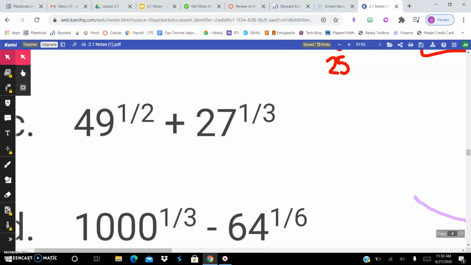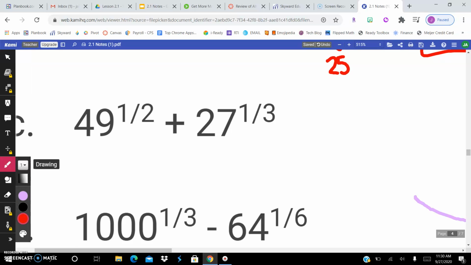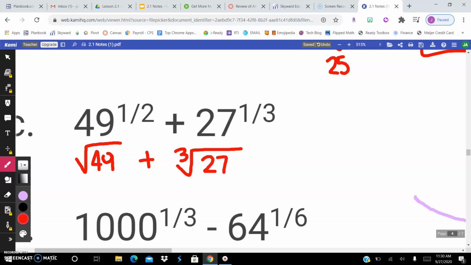This one, they're going to involve a couple of them. So 49 to the 1/2 power. 1/2, that would be a square root, so we don't need to write that 2 out front. The square root of 49 plus the denominator of this one is 3, so this one's going to be the cubed root of 27. So the square root of 49 is 7, because 7 times 7 is 49. And the cubed root of 27, that would be 3, because 3 times 3 is 9, times 3 is 27. And we're adding. So 7 plus 3 is 10. So the answer to that problem would be 10.